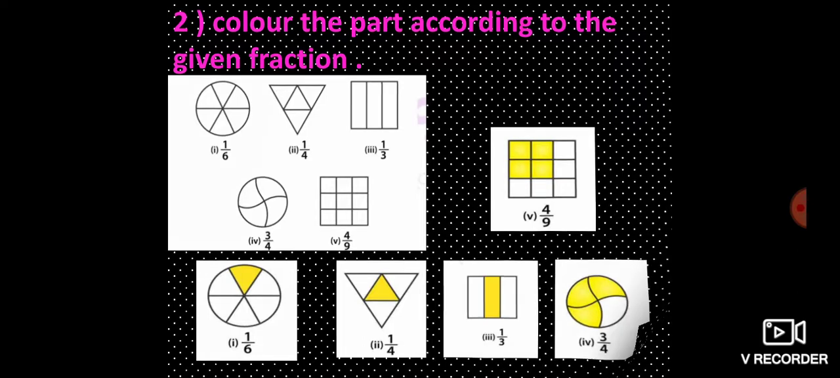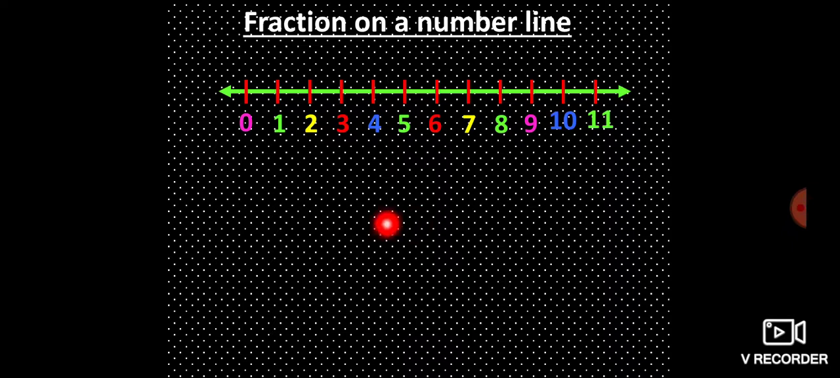Next, today we have to study fractions on a number line. Number line we studied in the chapter integers. We draw number lines with positive numbers and negative numbers. Here we need only positive numbers, from 0, like this. This is a number line: 0, 1, 2, 3, 4, 5, etc., up to 11 are marked on this number line. This is one example of a number line.